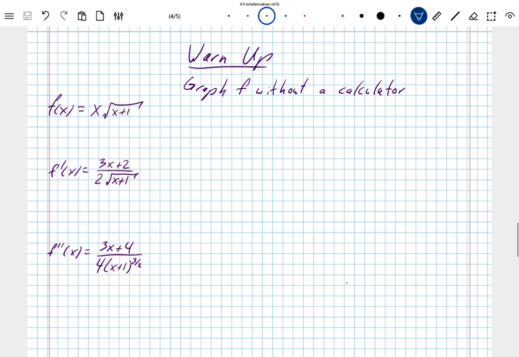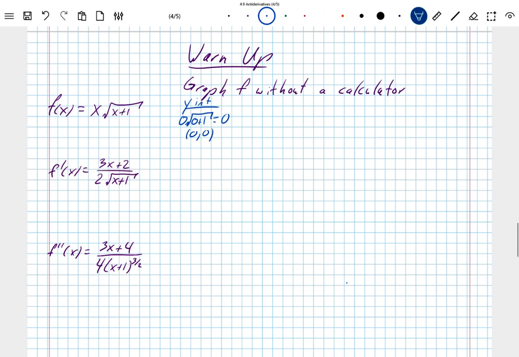Okay, hopefully you paused that video and gave it a try. I'm going to start collecting some information here. First thing I might want to find, order doesn't matter too much, is my y-intercept. That's just when x is 0, so that'd be 0 times the root of 0 plus 1. That's of course 0, so I get this nice y-intercept of (0, 0), right at the origin. Seems to happen a lot for us.